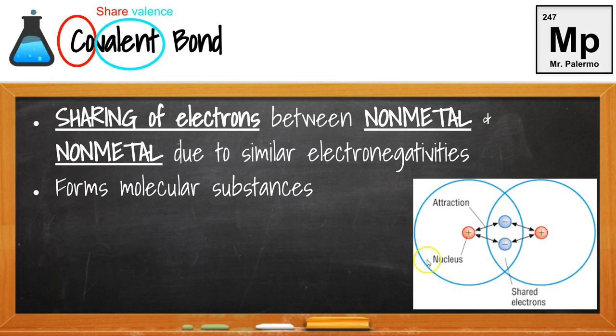As we saw before, when they have similar electronegativity, similar attraction for electrons, there's somewhat equal pull on these electrons, and no one wins this game of tug of war, and so they end up sharing them. So covalent bonds involve sharing of electrons between two nonmetals. The reason they're nonmetals is because nonmetals have similar electronegativities. When they form a chemical bond, they form what is called a molecular substance, or a compound.